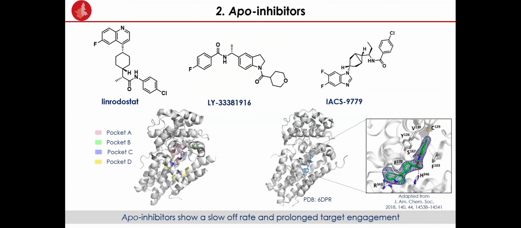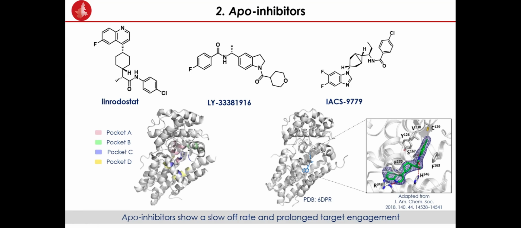You can see the compound here. Linrodostat, and in general, these APO inhibitors bind to the apoform of IDO1 and prevent the reloading of the heme group. Linrodostat binds to pocket A and also pocket D in yellow, which is formed after the release of the heme, and it is quite a large and hydrophobic pocket.